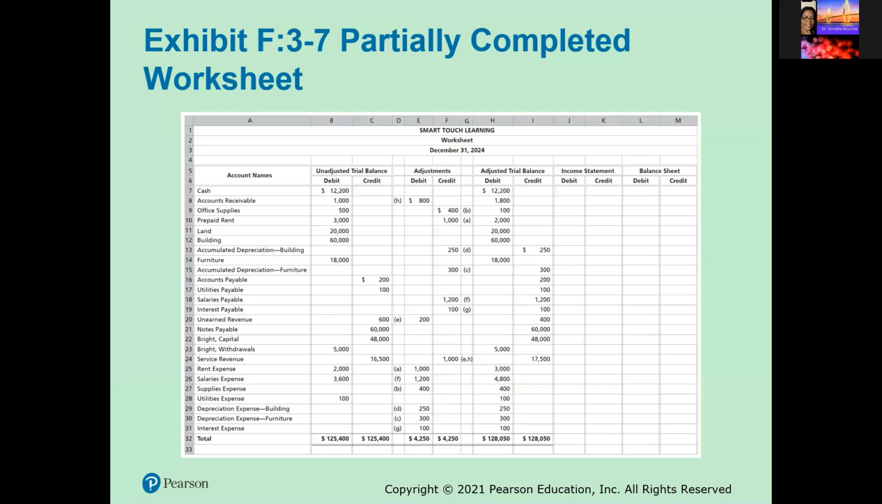Note that the worksheet does not eliminate the need for recording the adjusting entries in the journal or posting them to the ledger. The worksheet is simply a tool to assist in evaluating the accounts and determining which accounts need adjustment.